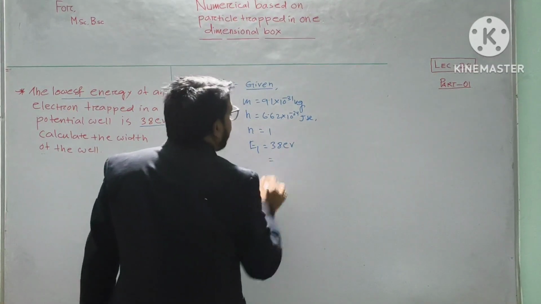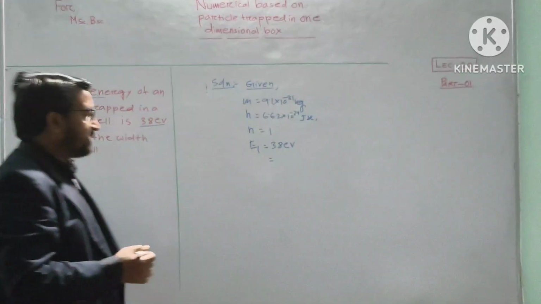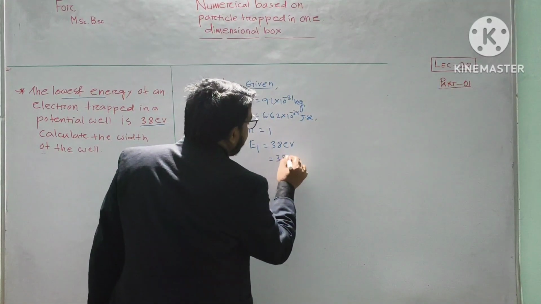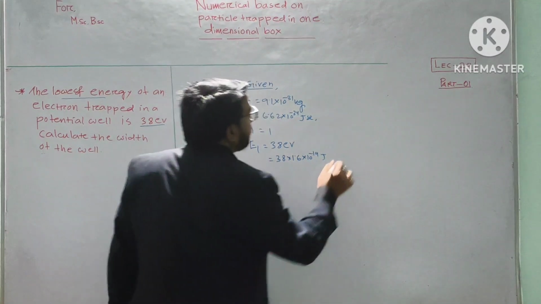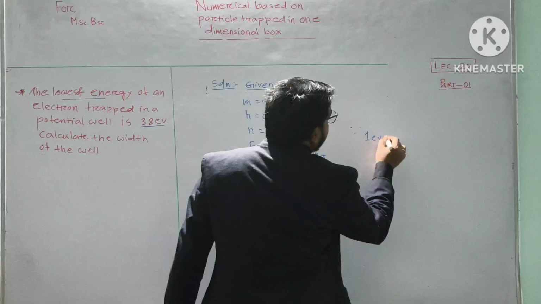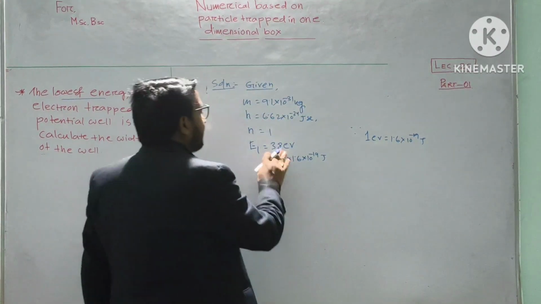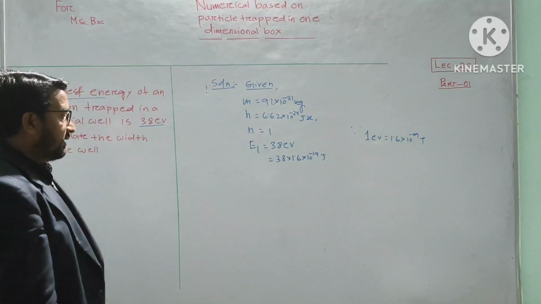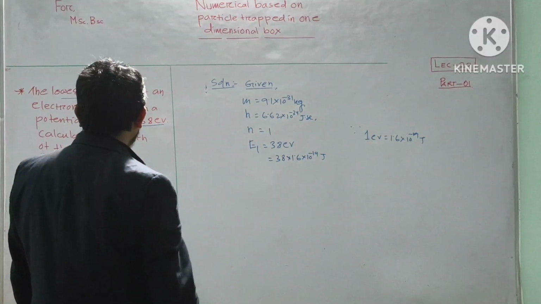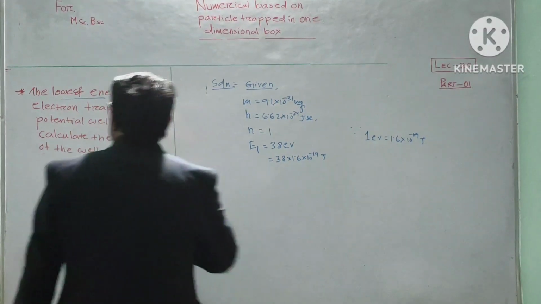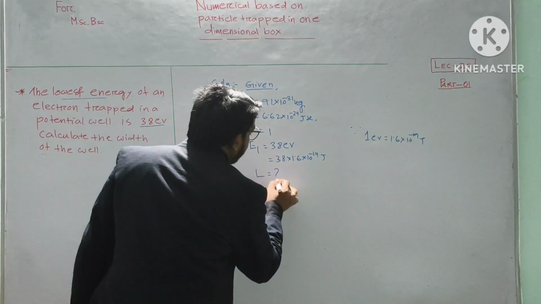As we know, electron volt is not the SI unit of energy, so it should be converted to the SI system. So we can write 38 into 1.6 into 10 to the power minus 19 joule, because 1 eV equals 1.6 into 10 to the power minus 19 joule. So 38 electron volt equals 38 into 1.6 into 10 to the minus 19 joule. Now we need to calculate the width of the well. So L equal what?